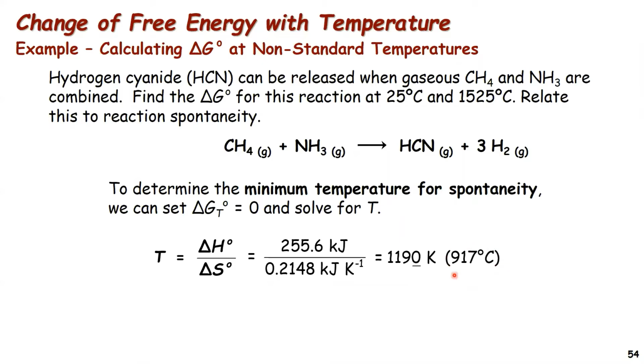At this temperature and greater, it is spontaneous. Below this temperature, it's non-spontaneous. And again, as we're going to see, that means that the products are favored at a temperature of 917 degrees Celsius or higher, and the reactants are favored at a temperature less than 917 degrees Celsius.